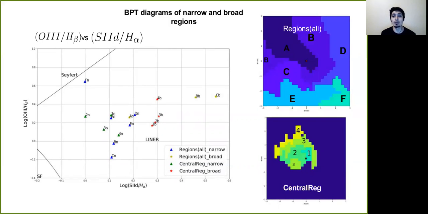So in order to explain the behavior of the B and C regions, we are now speculating about the mechanism that can be responsible for this behavior. And maybe there are some shocks in the gas ionizing these regions.